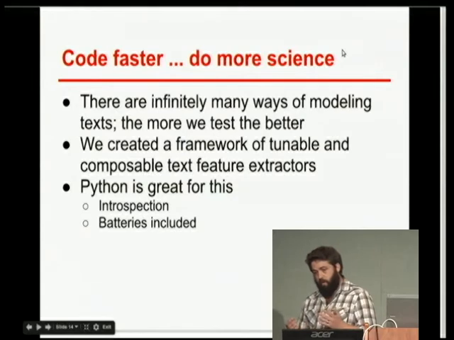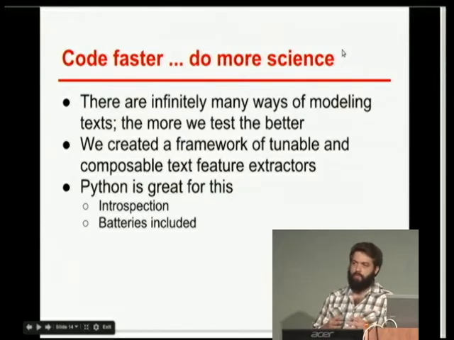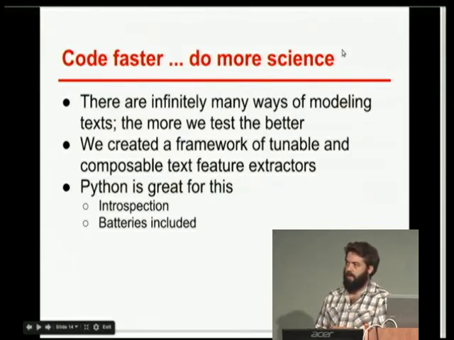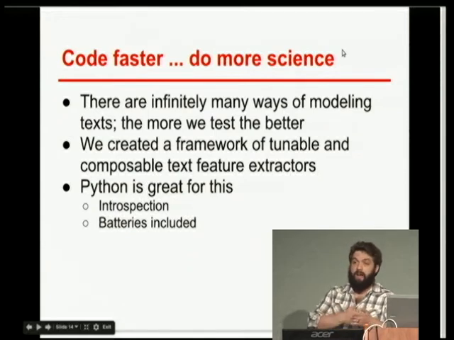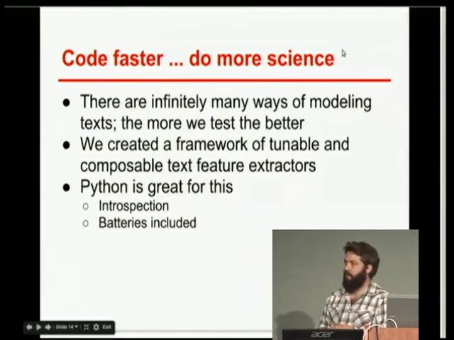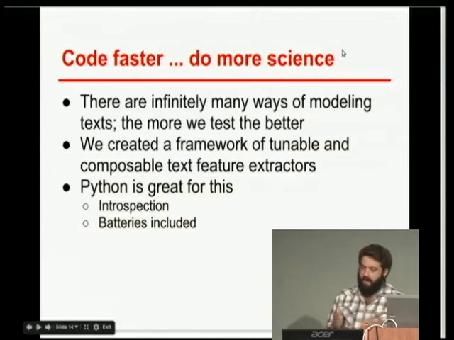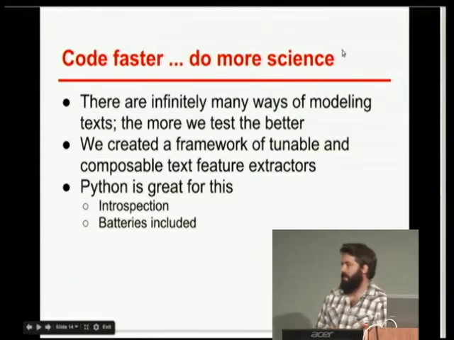So we created this framework of tunable and composable text feature extractors to be able to develop a lot more ways to evaluate the complexity of text than just a few, as is common in other studies. And Python is great for this. The introspection capabilities, the fact that functions are first-class objects, so you can attach things to them, pass them around, and see what information is in them.